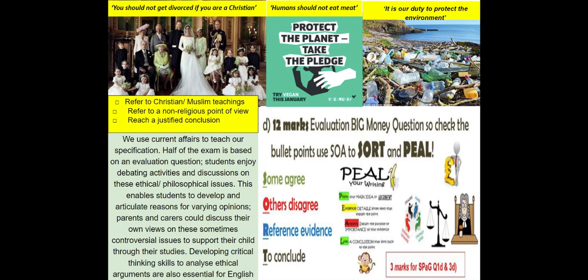This question begins with a statement that, using evidence and the bullet points provided, students will need to argue before reaching a justified conclusion. Here, we can see a few examples. You should not get divorced if you are a Christian. Humans should not eat meat. And finally, it is our duty to protect the environment.